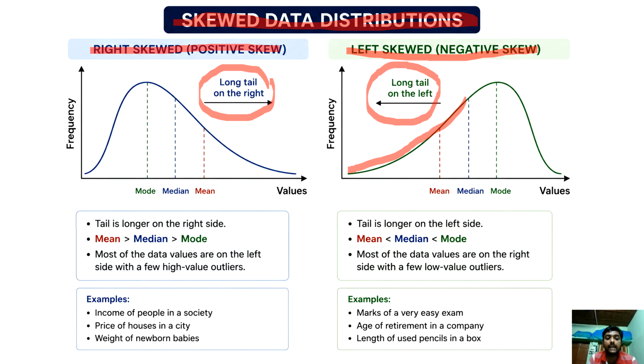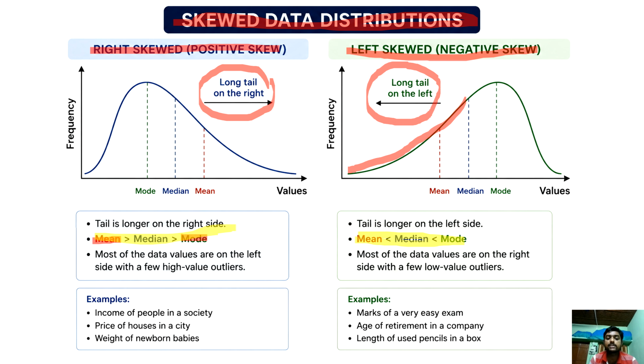Okay, and here, in the case of right skewed data, mean is greater than mode, and for left skewed data, mean is less than mode. The median will be in the middle every time. So just keep in mind: when the mean is greater than mode, the data will be right skewed, meaning the long tail is on the right side, and when the mean is less than mode, the tail will be on the left side, so it will be left skewed data.